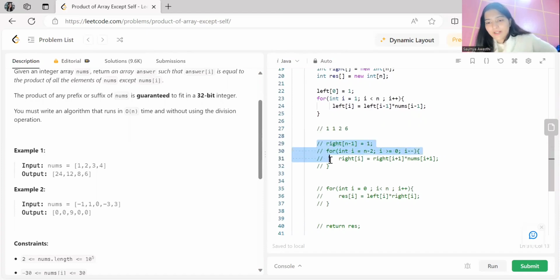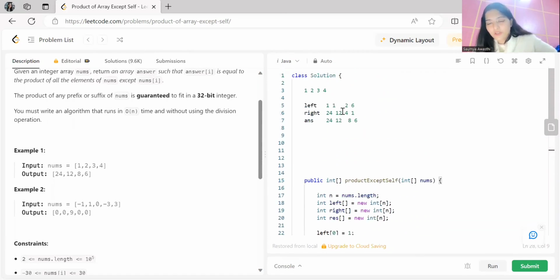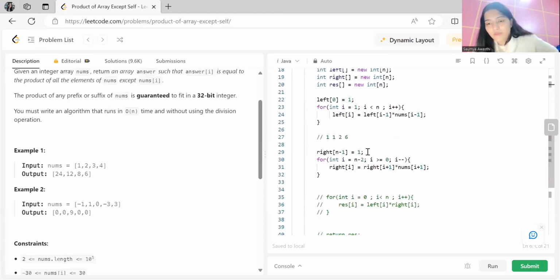Then likewise, we will compute our right array. So again, at the n minus 1th position, because in the right of the 4 we don't have anything, right? So that's why we will place just 1 here. So that's what we are doing here: at right n minus 1th index, just place 1. Then we have a for loop for int I equal to n minus 2, I greater than or equal to 0, I minus minus, and here we are just computing the value for the right ith index.